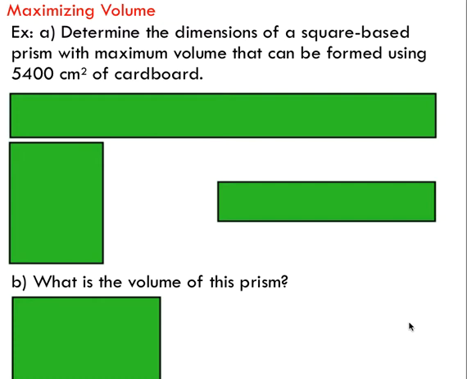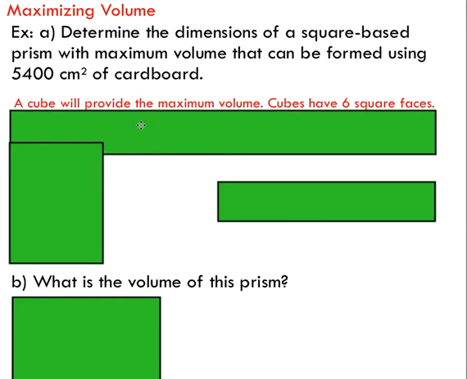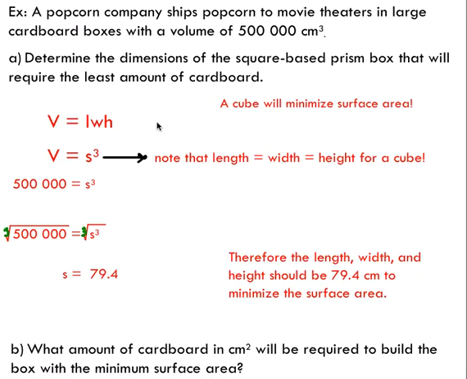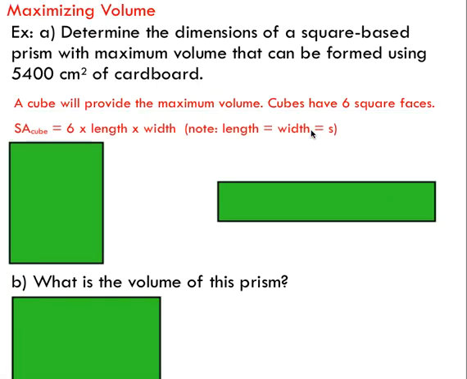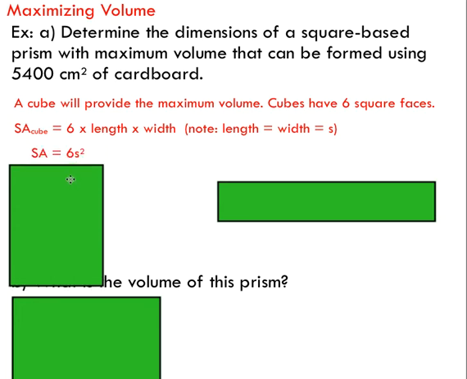All right, so maximizing volume, this is going to be a similar sort of situation. We're being asked to determine the dimensions of a square-based prism with maximum volume, so we want to get the most volume possible, and we're being told that we are using 5,400 centimeters squared of cardboard. Okay, so we know that a cube is going to give us the most volume based on our discussion from earlier in the video, and cubes have 6 square faces. So we know the surface area of a cube is 6 times the length times the width. We just looked at this formula, which ends up being 6 times S squared.